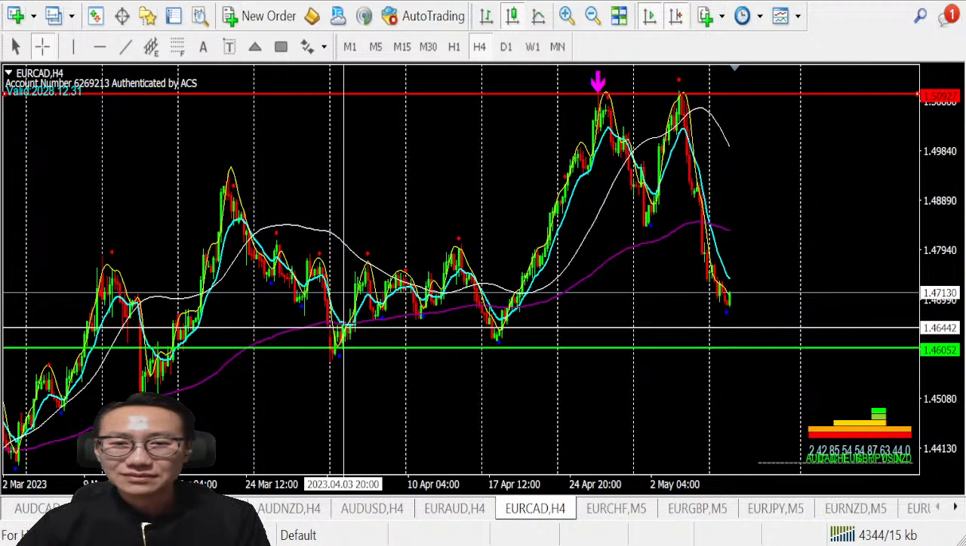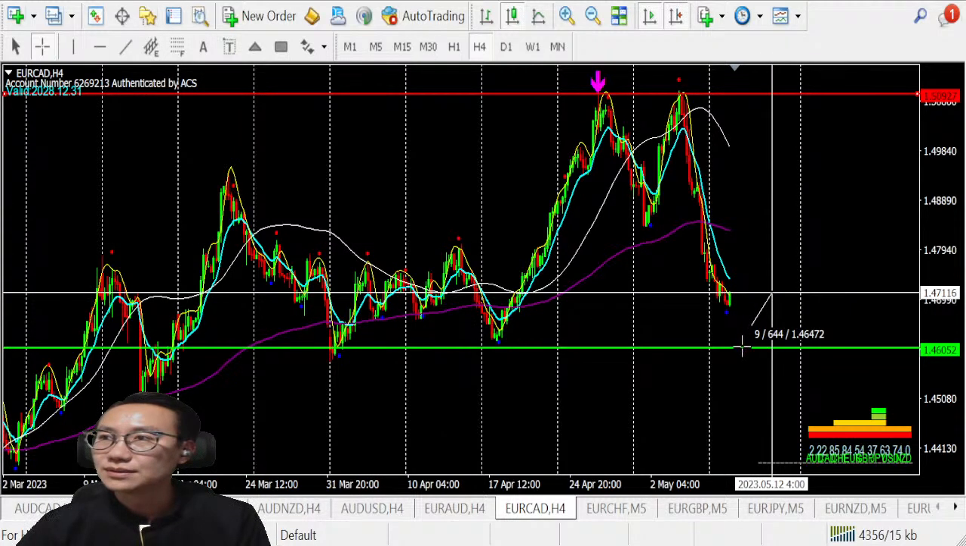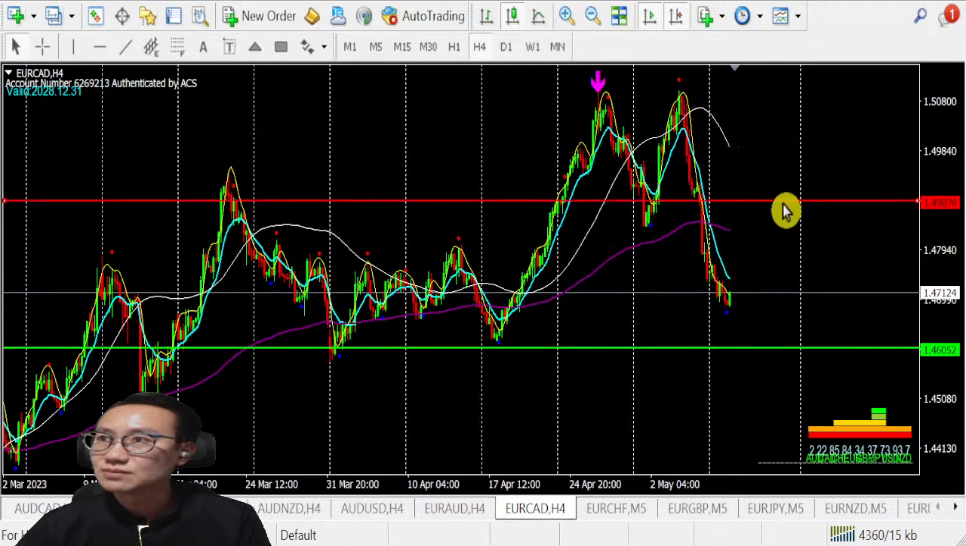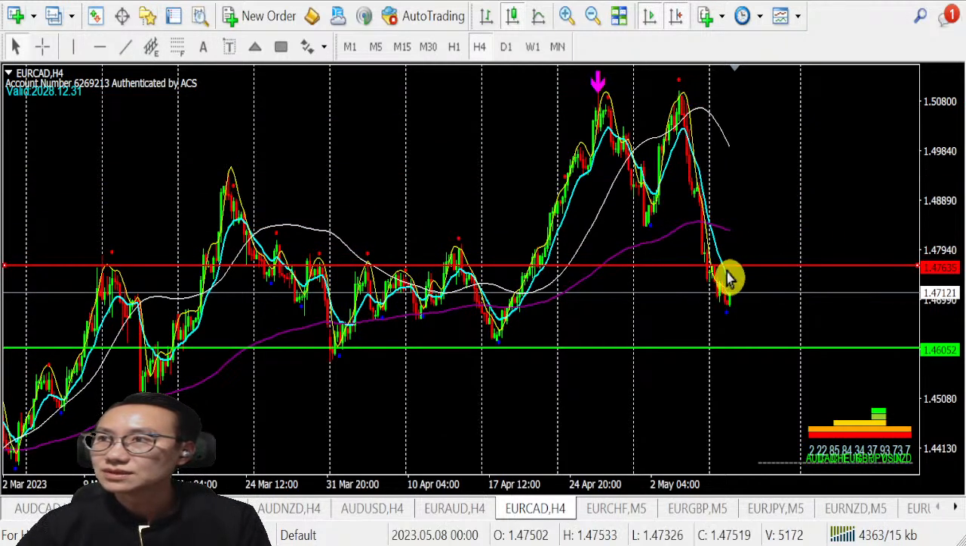Okay, well, let's see over here. We still have about 100 pips to go for Euro CAD. So I'm waiting for Euro CAD to get some resistance over here. In this area here, I can see there's one resistance.